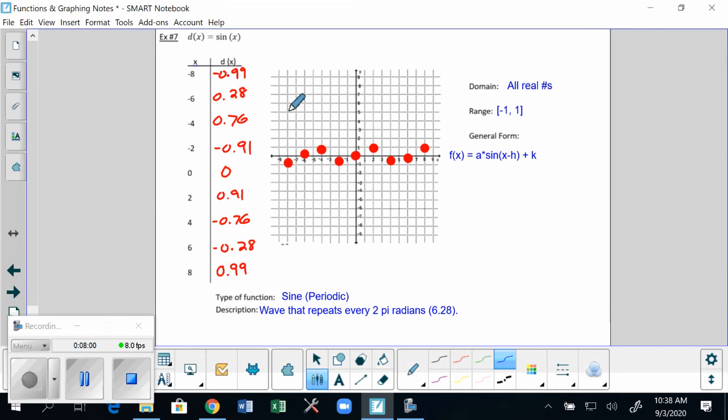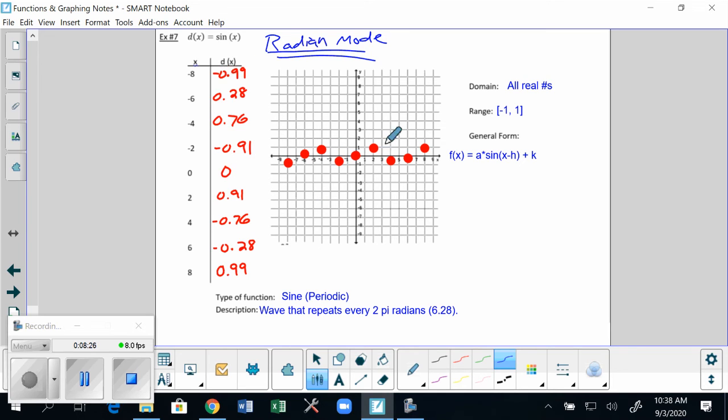And then our last one, example number 7. I should have forewarned you, I wanted your calculator to be in radian mode when you graphed this. So if your decimals look a lot different than mine, that's why. I should have put that on the notes, I apologize. If we have our calculator in radian mode, these are the answers that we get.